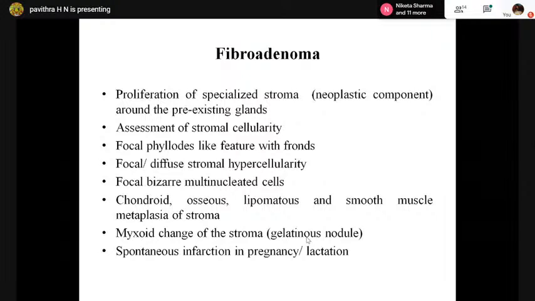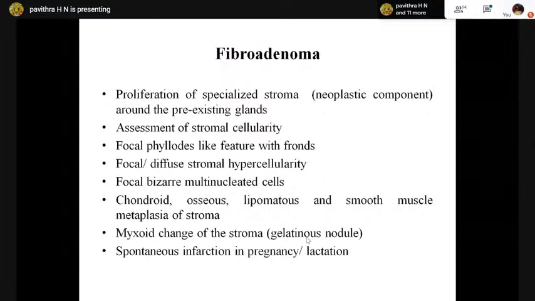Focal or diffuse stromal hypercellularity can also be seen, multinucleation, and some metaplasia can also be seen in the stroma. Mixed white changes can be seen. Spontaneous infarction can also be seen in pregnancy, because it is rapidly growing, and in lactation. One of our seniors used to always say, assess all these 6 features in the fibroadenoma: A, B, C, S, M, M. That is what he used to teach us.